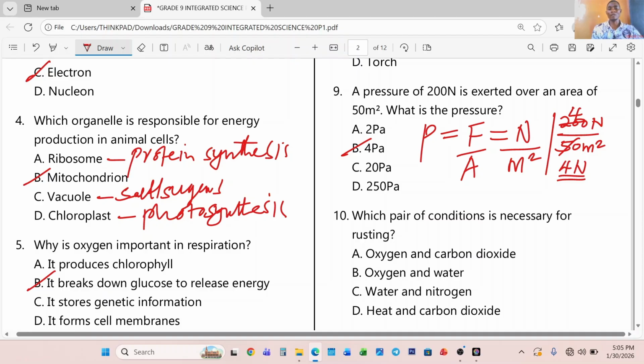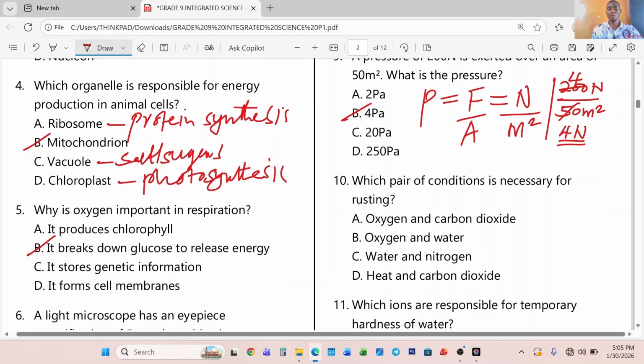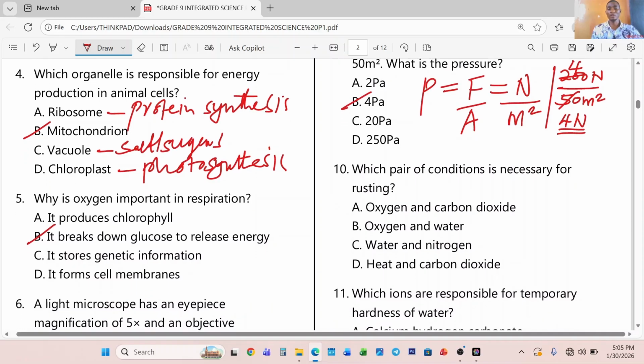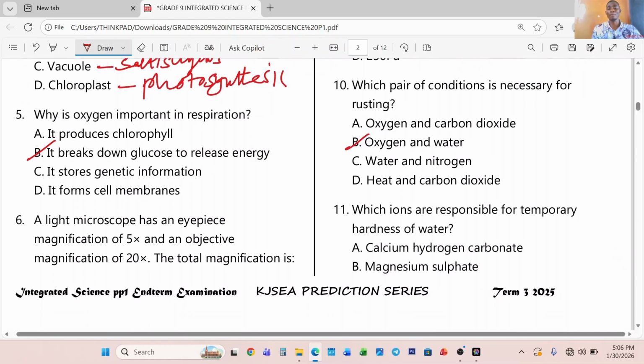Question number 10. Which pair of conditions is necessary for rusting? We have oxygen and carbon dioxide, oxygen and water, water and nitrogen, heat and carbon dioxide. We know for rusting to take place, there must be moisture and air, and in air there is oxygen. So the correct answer is B, oxygen and water, because we need oxygen and moisture for rusting to occur.